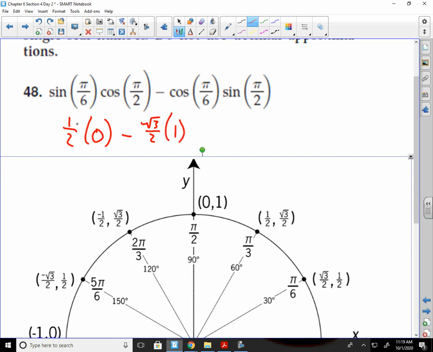Now we just use our order of operations. 1/2 times 0 is 0. Root 3 over 2 times 1 is root 3 over 2. I have 0 minus root 3 over 2. That gives me negative root 3 over 2. That's the final answer.